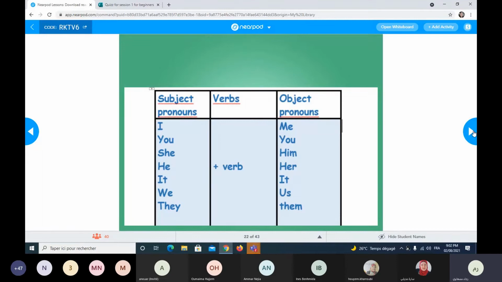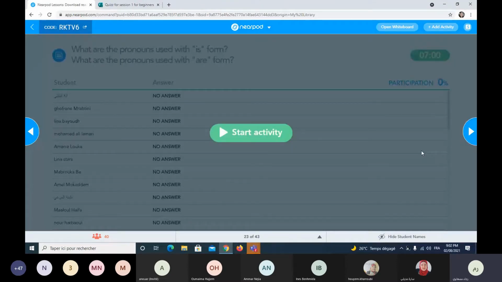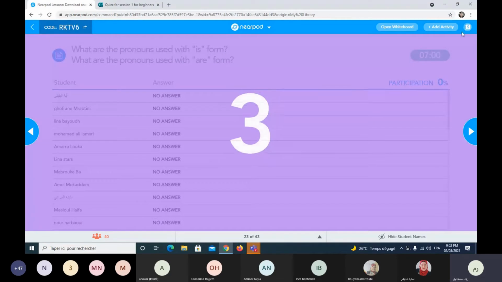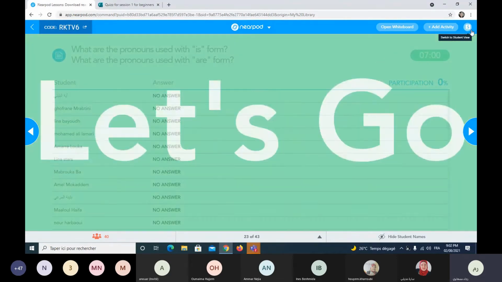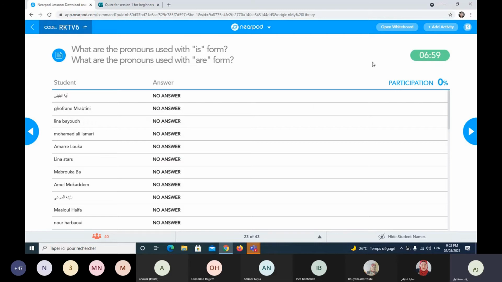So let's move to another question. You have 7 minutes to answer. So I read, what are the pronouns used with is? When I have the verb is, what are the pronouns? And what are the pronouns used with are? Of course, you have the list of the subject pronouns: I, you, she, he, it, we, they. Okay, so you have 6 minutes to give me the answer.